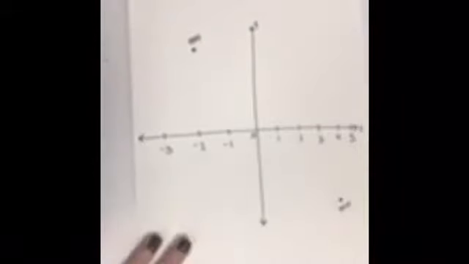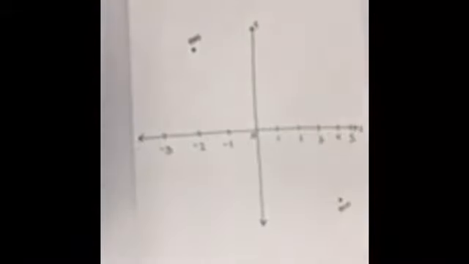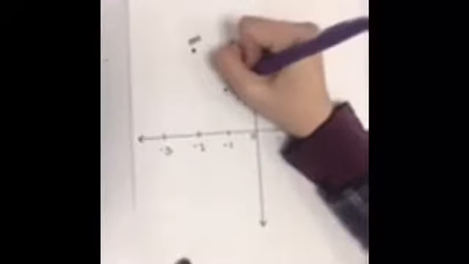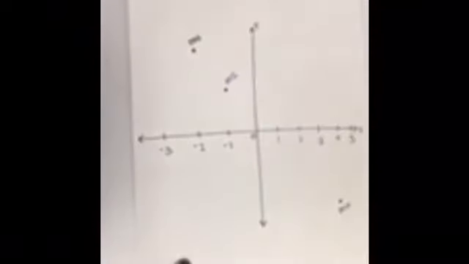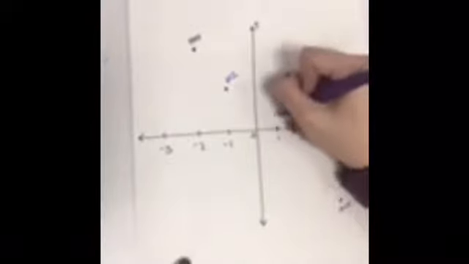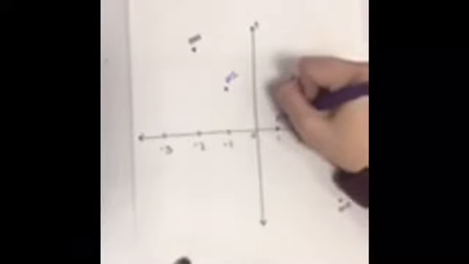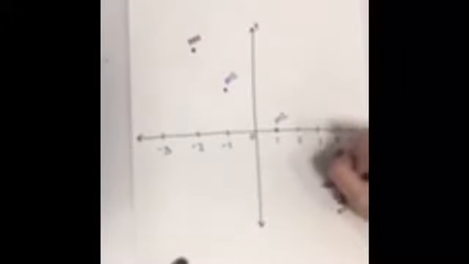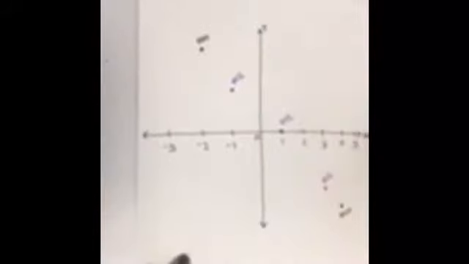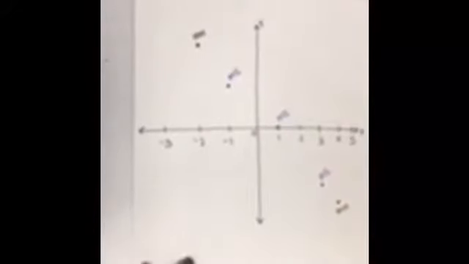Now we have a POI at -1, a POI at 1, and another POI at 3. So now we start drawing our graphs.